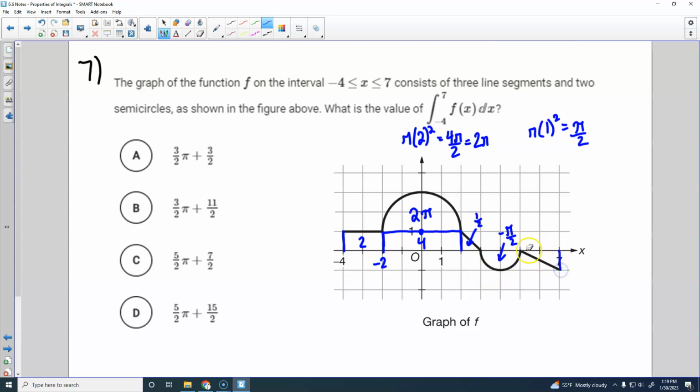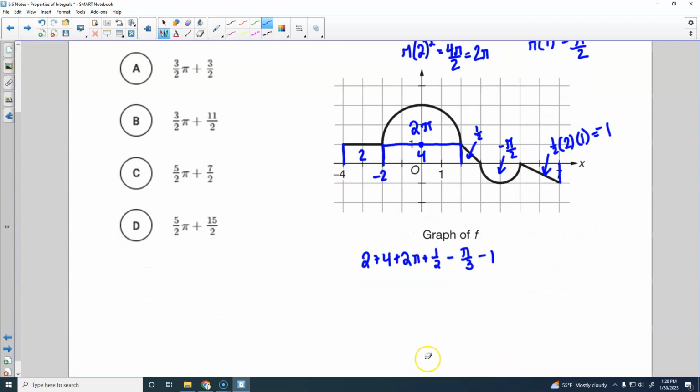Same thing would happen over here. This triangle right here would be 1/2 times 2 times 1, which would just give us 1. But because it's below the x-axis, it's going to have a negative value. So what we would do to find the area under the curve from -4 to 7, or the integral from -4 to 7 of f of x, is we would do 2 plus 4 plus 2 pi plus 1/2. But then we would have to do minus pi over 3 minus 1/2. I'm sorry, that's minus 1 for that last part, not a 1/2.